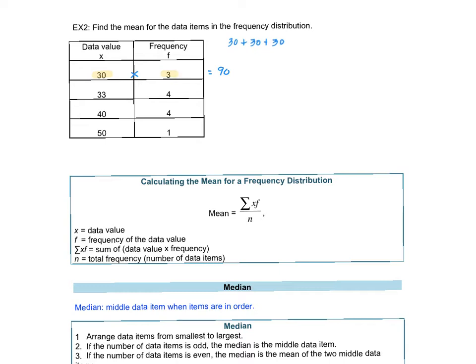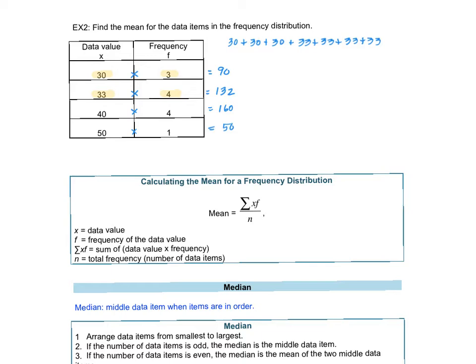For the next row, I have a data value of 33 and I have 4 of those. So I could do plus 33 4 times, and already I'm getting tired of doing this. Or I could simply multiply across, and 33 times 4 should be 132. So if we continue just multiplying across, 40 times 4 should be 160. And then 50 times 1 is 50.